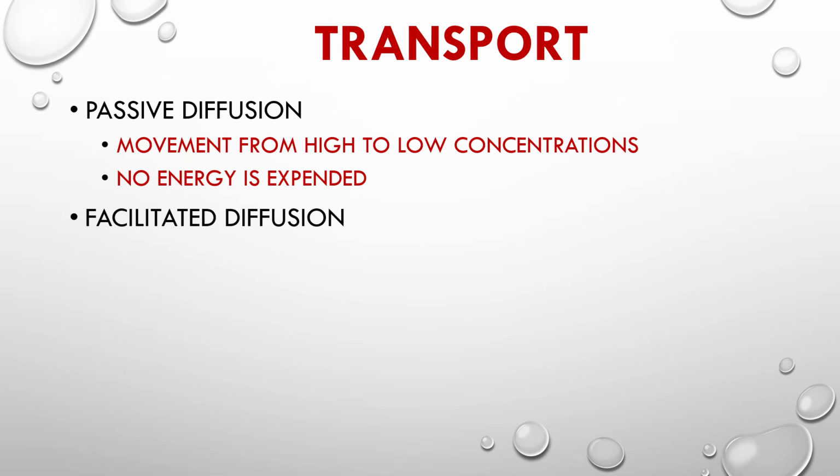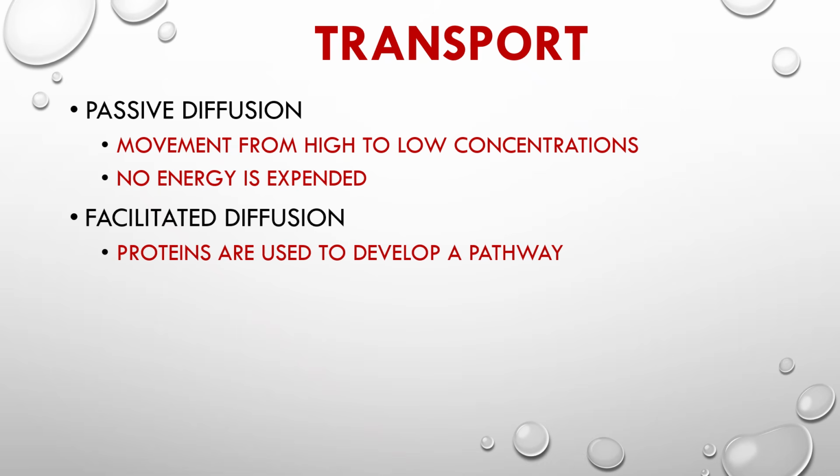Then facilitated diffusion is still diffusion. So we're still going from a high to low concentration, but now we need proteins to help develop some kind of pathway. This is for a drug or a molecule that can't just pass in and out of the cells. Like gases, like nitric oxide, for example, which helps with nitroglycerin to help prevent a heart attack.